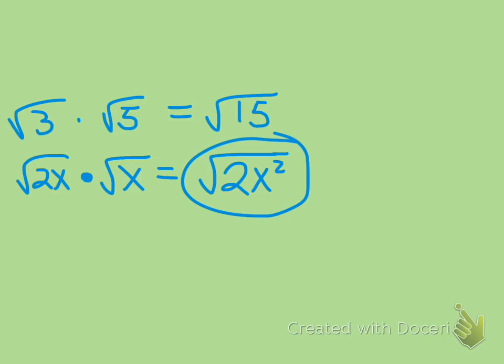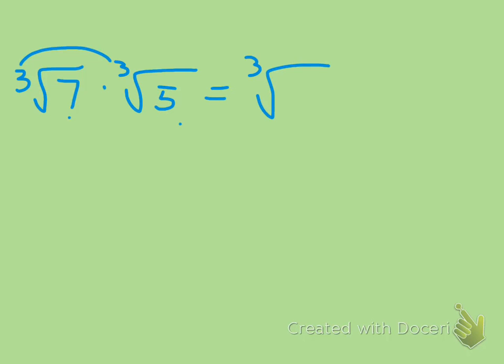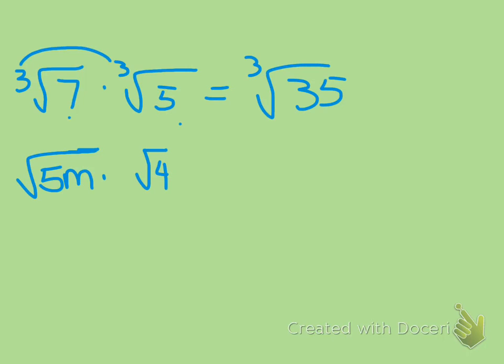If we have the cube root of 7 multiplied by the cube root of 5, they have the same index, so we can multiply those two together and make that the cube root of 35. If we had the square root of 5m, make sure that your square root is long enough to cover everything in there. If you just do this, it looks like the 4 is the only thing under it, but it's really that. The square root of 5m and the square root of 4n gives the square root of 20mn.